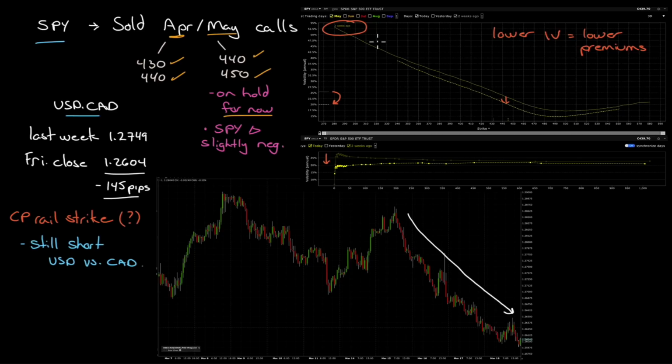This is 2 weeks ago. This is a volatility skew on the SPY. This is 2 weeks ago. You can see where it is today. Look how it's really come down across all prices. It's come down. Lower IV equals lower premium.